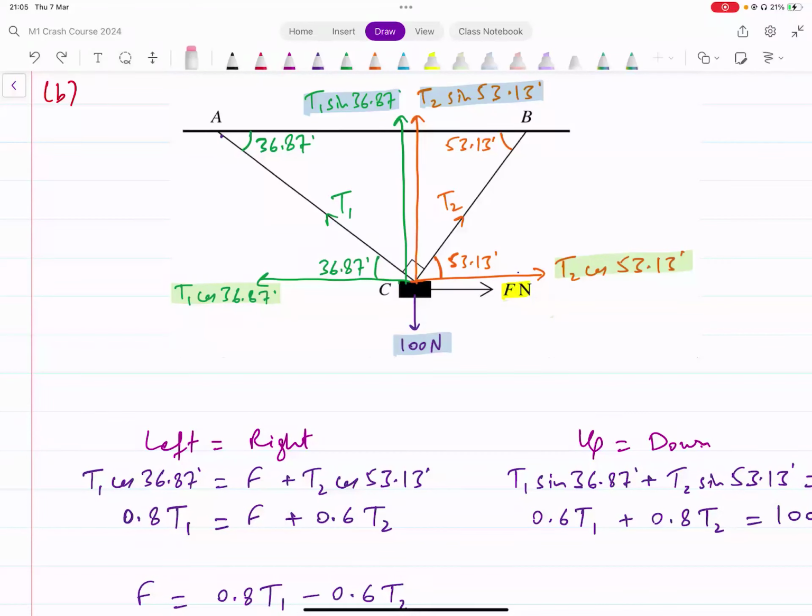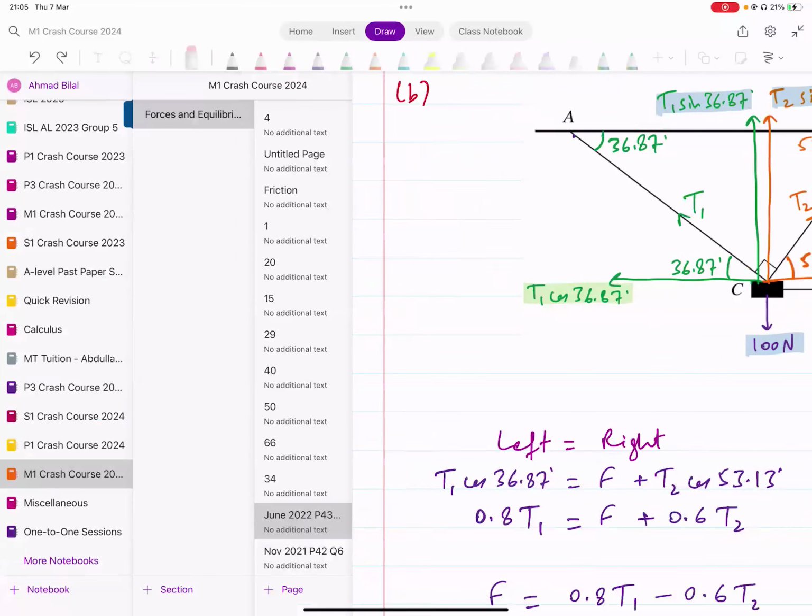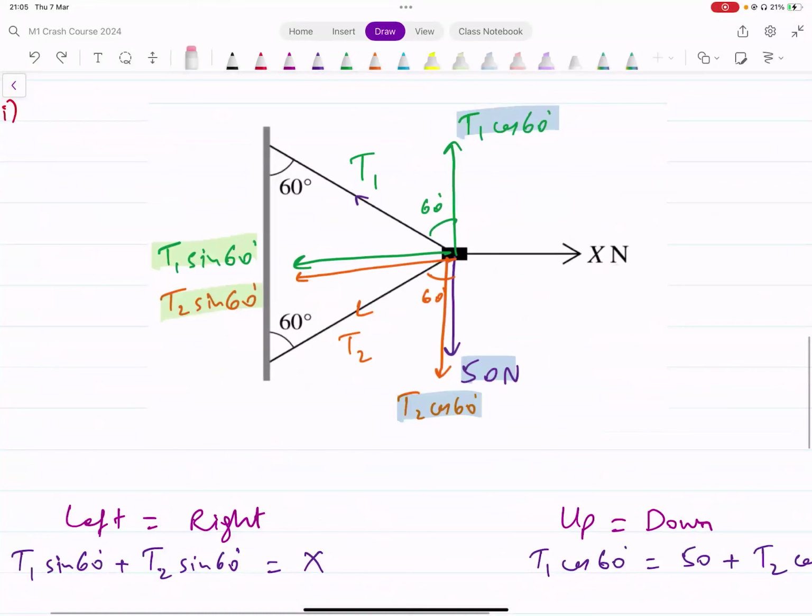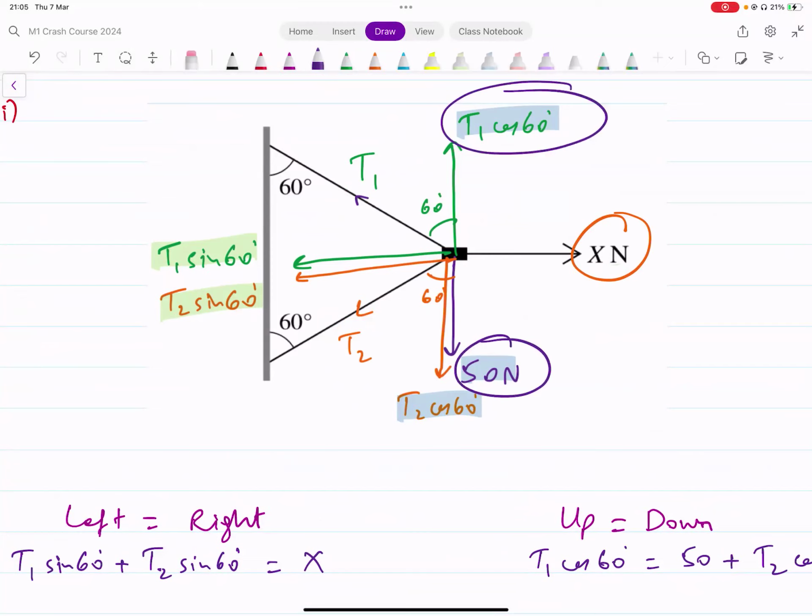And then you can figure out which one of them can be put 0, which one is not possible to be 0. For instance, in this case, if T1 was 0, the block would just fall down. So T1 cannot be made 0. The only possibility is we'd make T2 0 because then x can handle the rest of it. T1 cannot be 0 because the only thing that's countering this weight of 50 Newton is T1 cos 60. So T1 cannot be made 0, T2 can be made 0. So just put T2 equal to 0. So that's a way to kind of remember this.